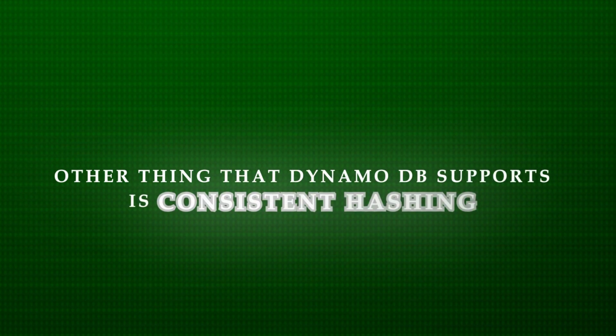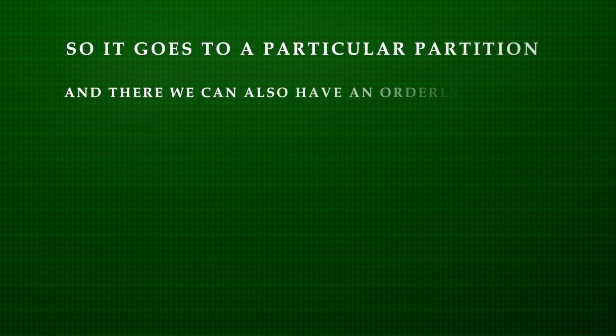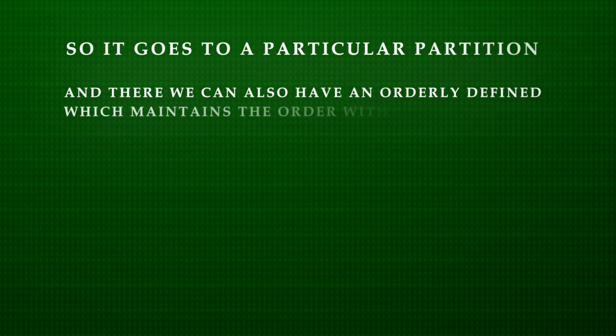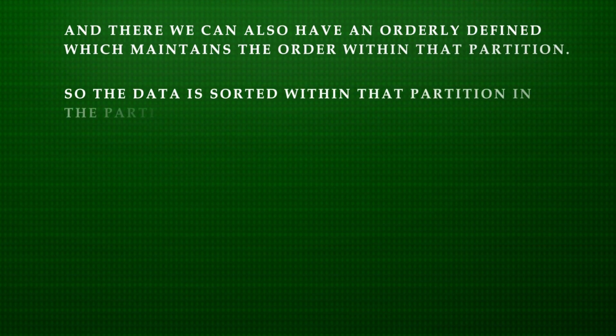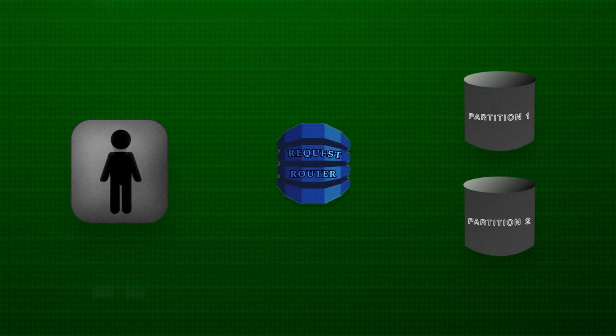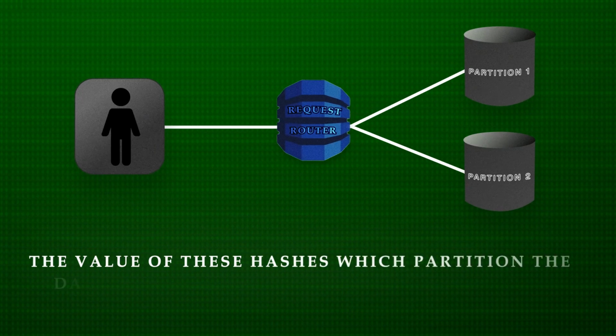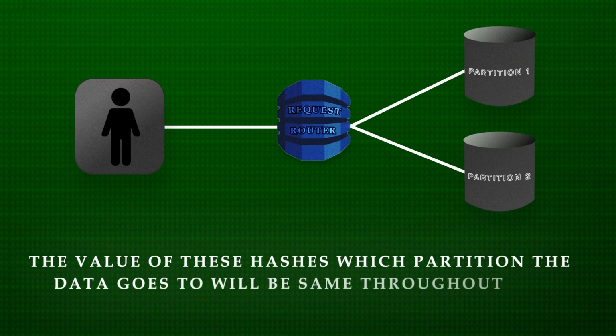Now, the other thing that DynamoDB supports is consistent hashing. As we discussed earlier, each item has a partition value. So it goes to a particular partition, and there we can also have an order key defined, which maintains the order within that partition. So the data is sorted within that partition in a particular order, which is defined by the ordering key, but more on it later. So let's say that we have data which goes to partition 1 and we have some other data that goes to partition 2. The value of these hashes which decide which partition the data goes to will be the same throughout.